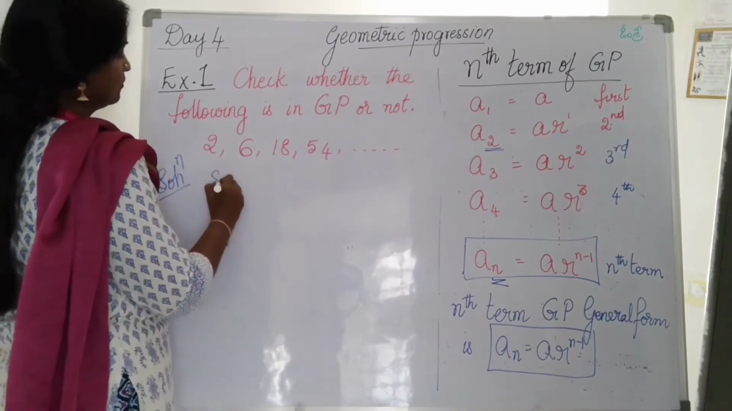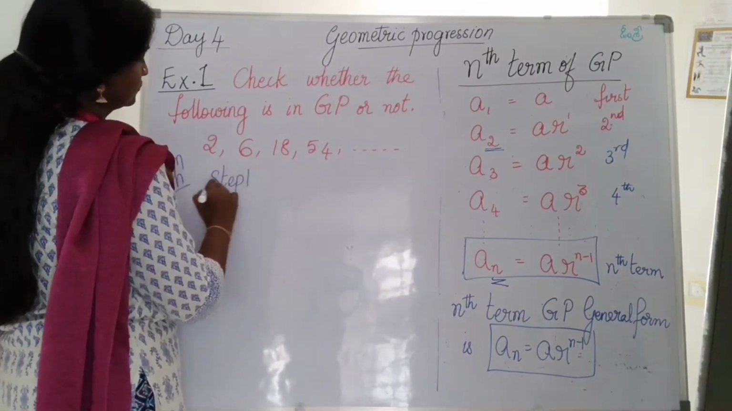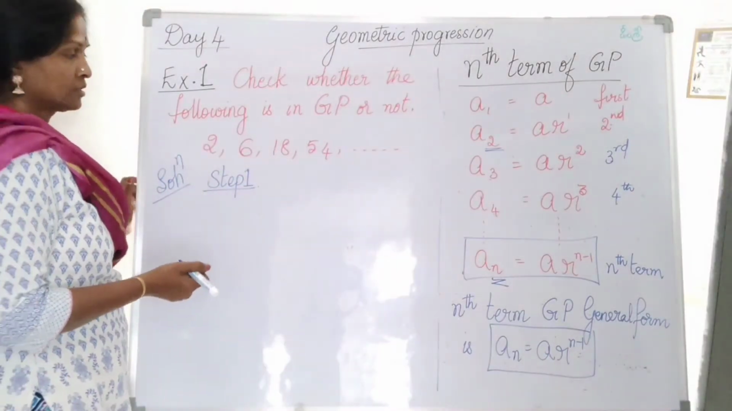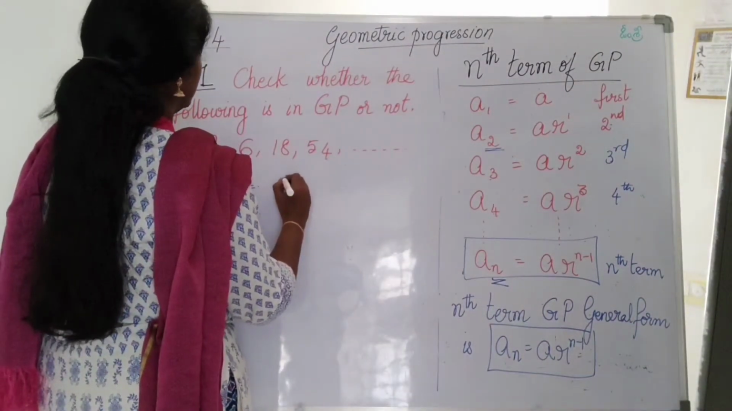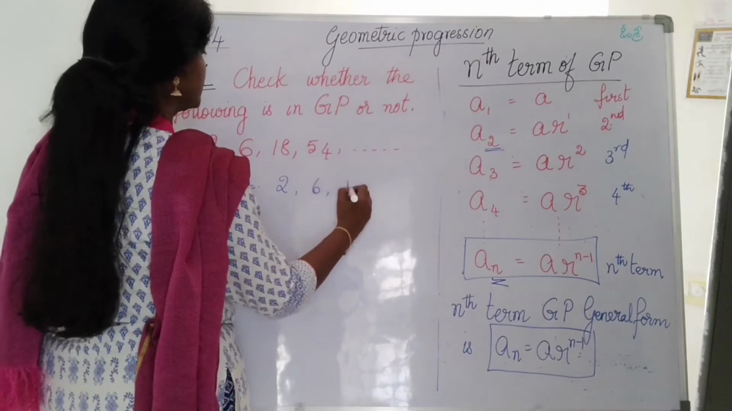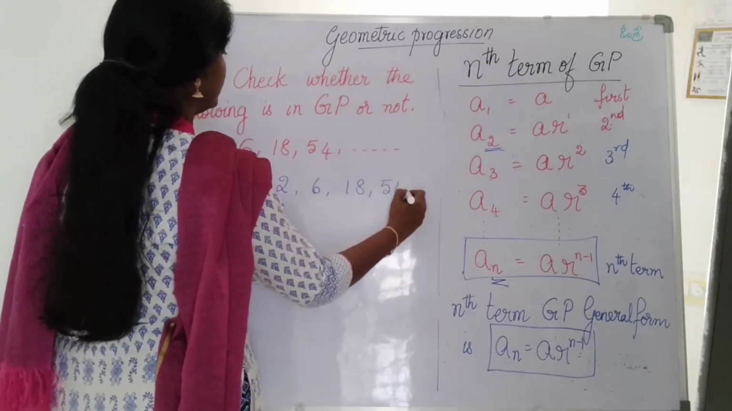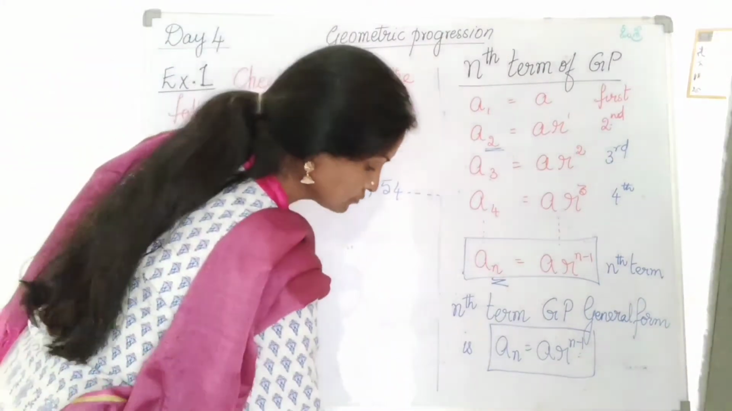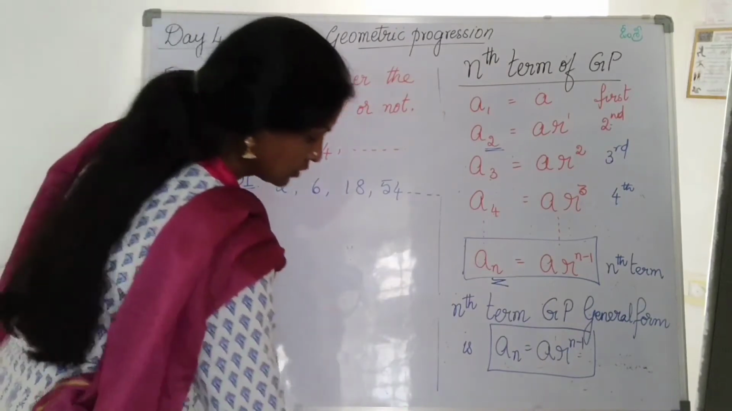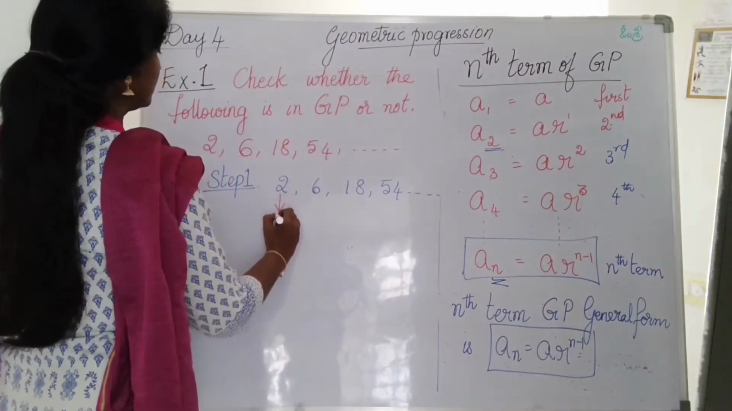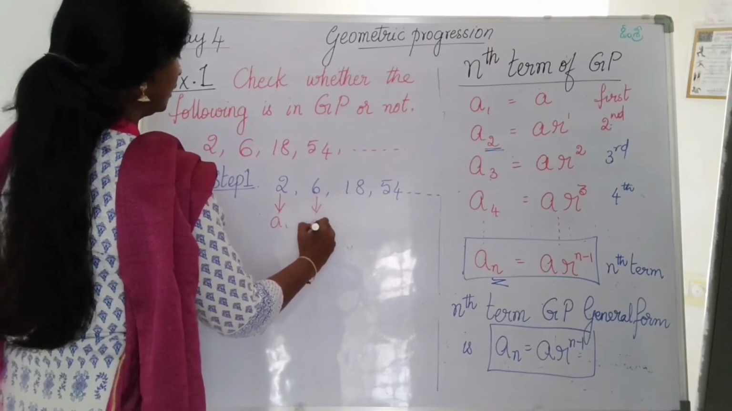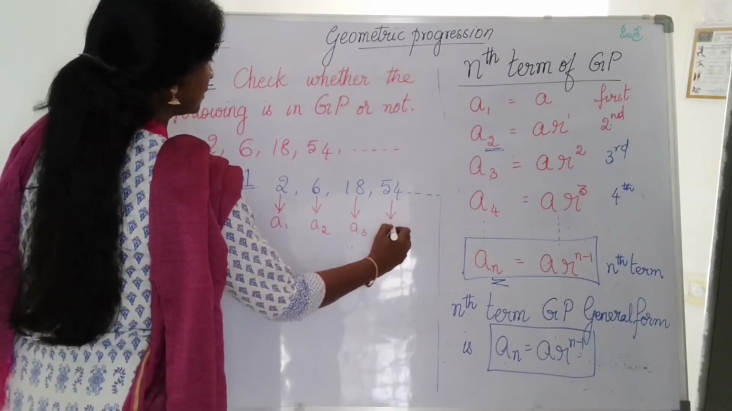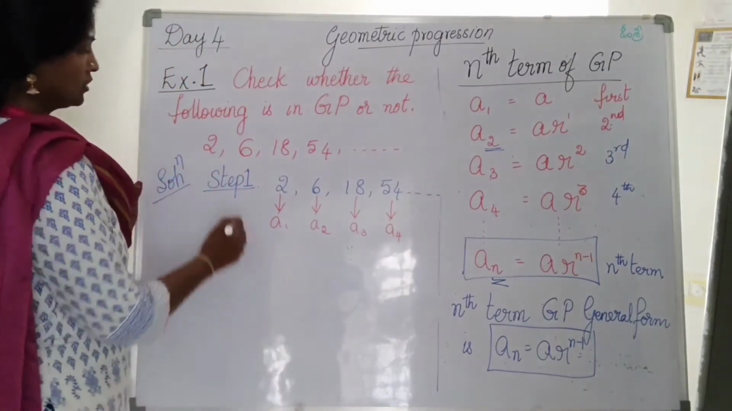Step 1: what you have to do? Identify the terms. So what are the terms here? I'll write here 2, 6, 18, 54 and so on. These are the terms in the given list. Now you have to identify them as: this is A1, this is A2, this one is A3 and this is A4. So this is step 1.